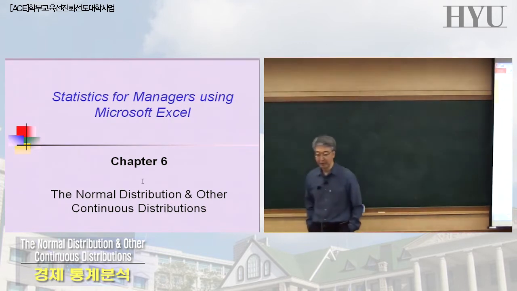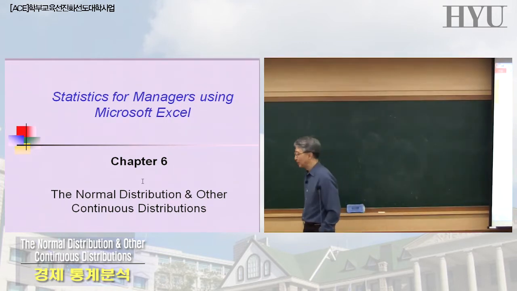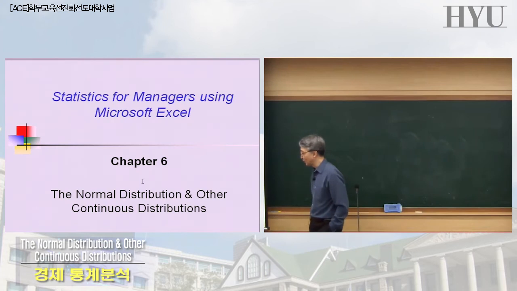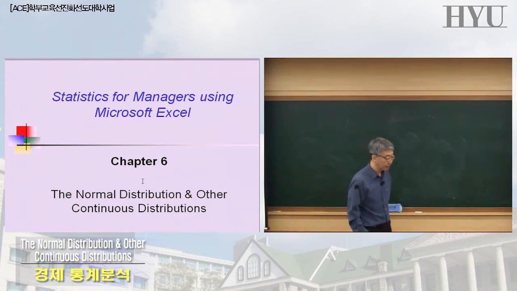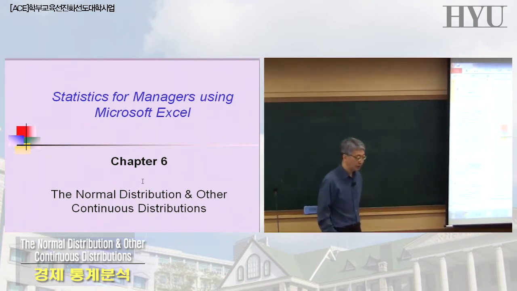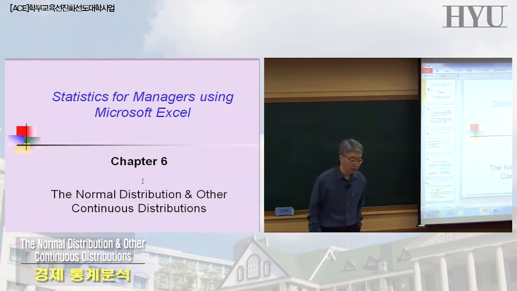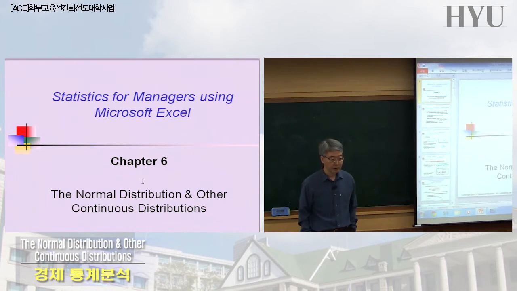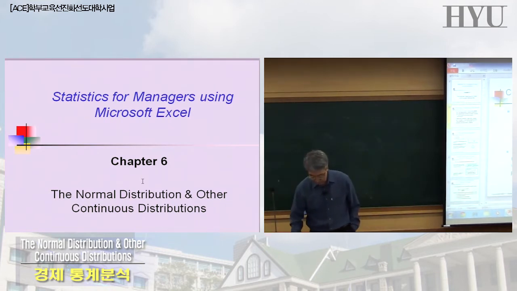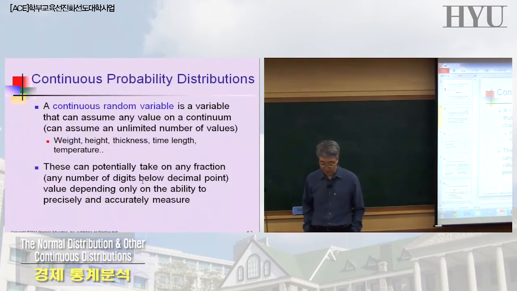Well, this is a very important chapter. Perhaps I say that in every chapter. But as you see here, we're going to talk about the normal distribution in this chapter. And the normal distribution is, as you know, the most frequently used distribution in statistics. So I hope you will pay attention and get a good grasp of the normal distribution.